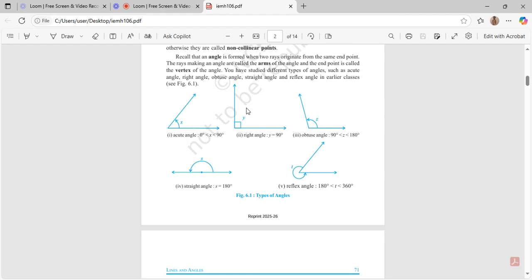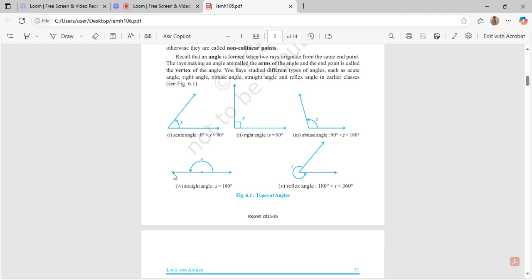The second type of angle is the right angle. A right angle makes an angle of 90 degrees. That means the rays are perpendicular to each other. Then the angle formed between the rays is equal to 90 degrees and it is called a right angle. What happens when it is more than 90 degrees, that means 90 to 180 degrees? We call that angle an obtuse angle.